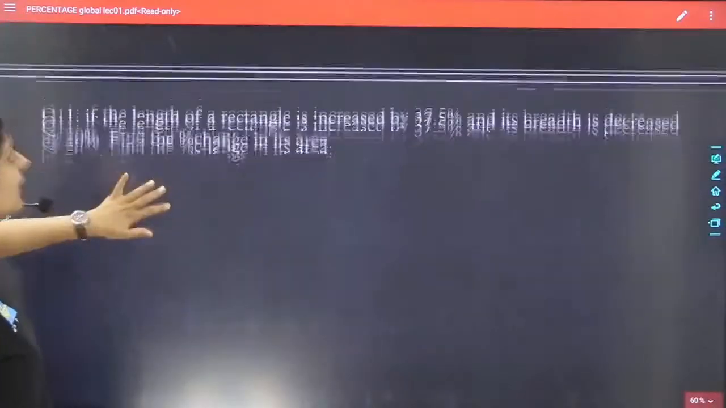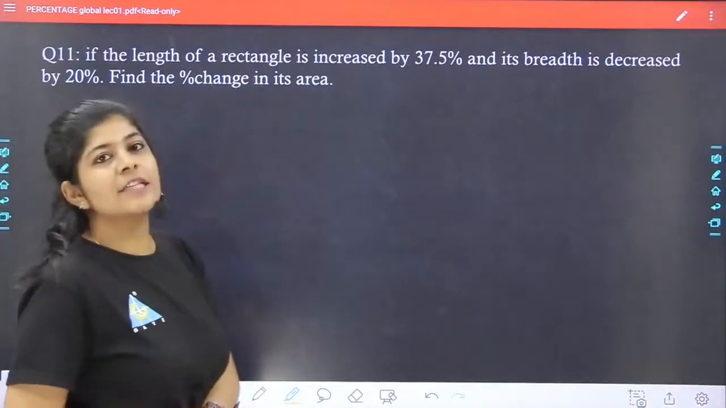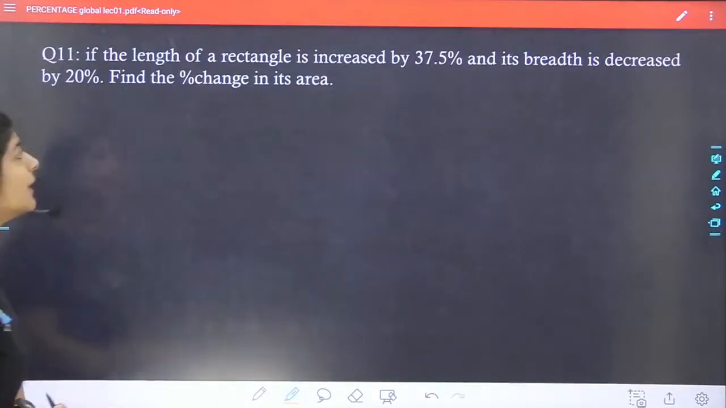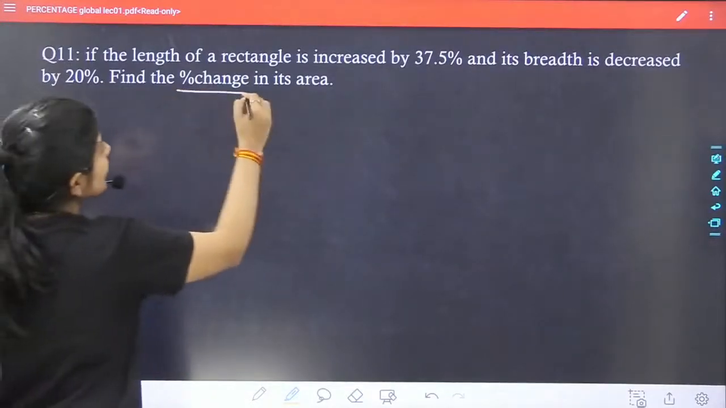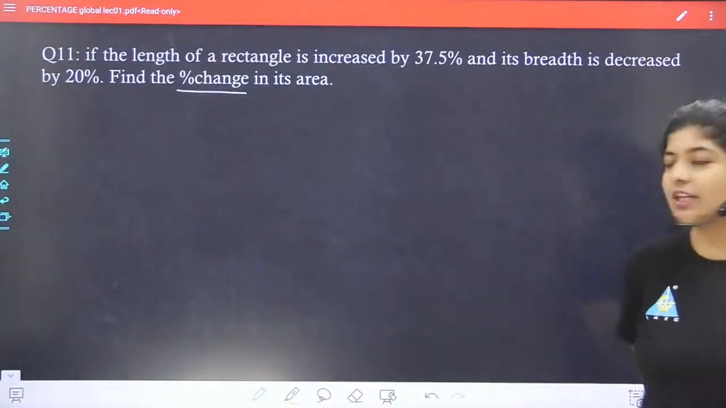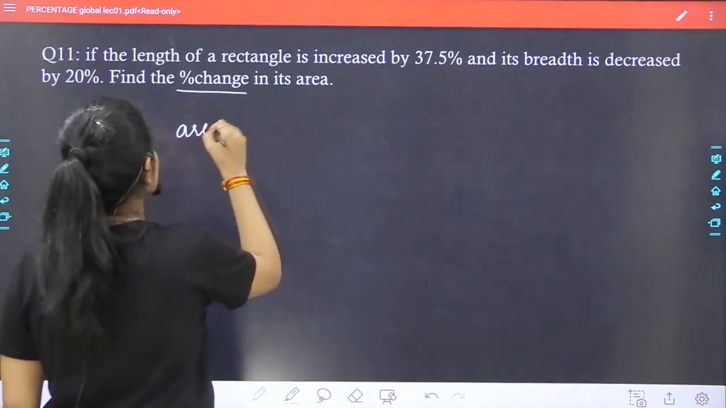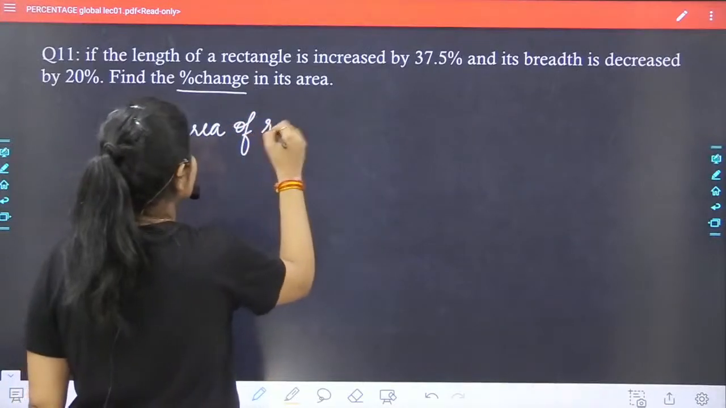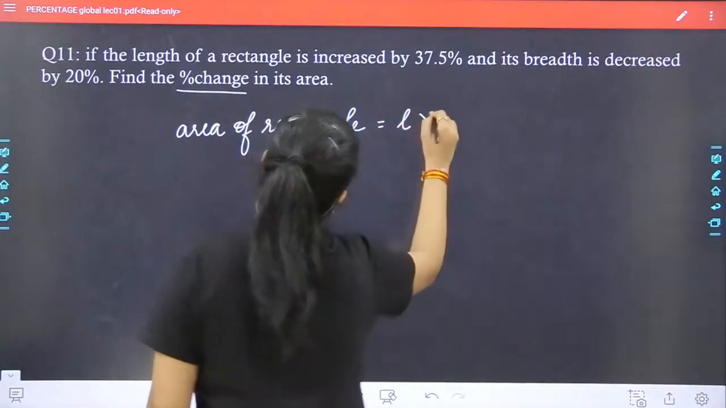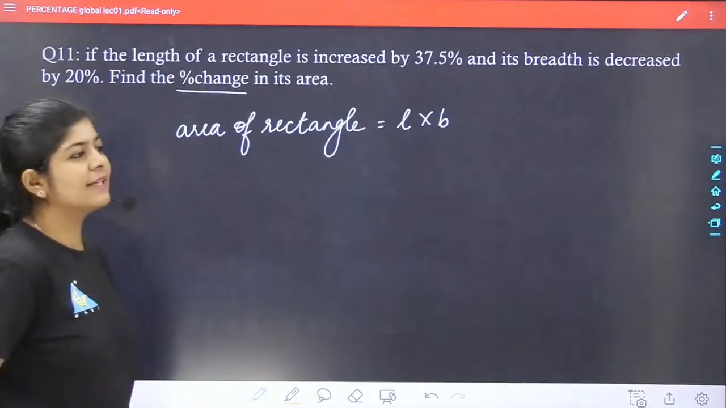Now let's move to the next question. If the length of a rectangle is increased by 37.5% and its breadth is decreased by 20%, find the percentage change in its area. What is the area of a rectangle? Length into breadth. Now what we have to do, we have to calculate the percentage change.